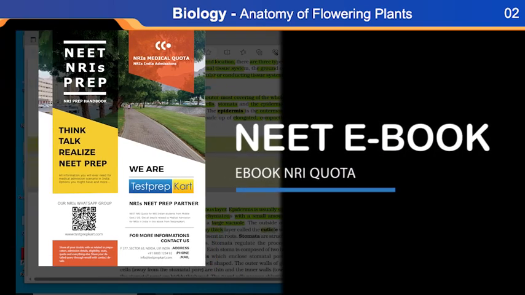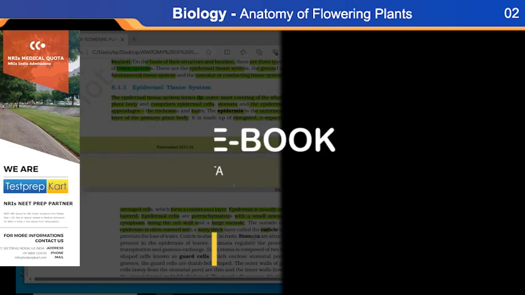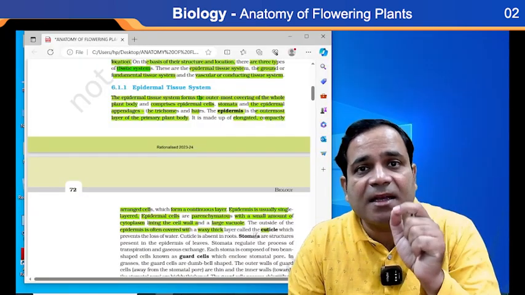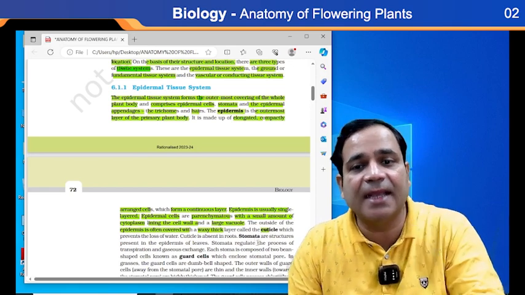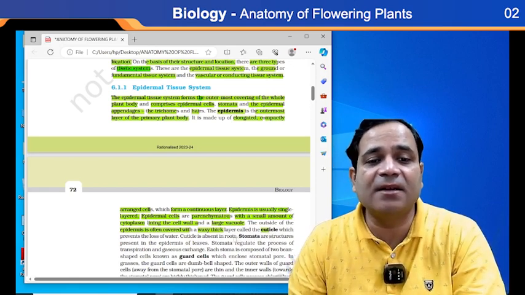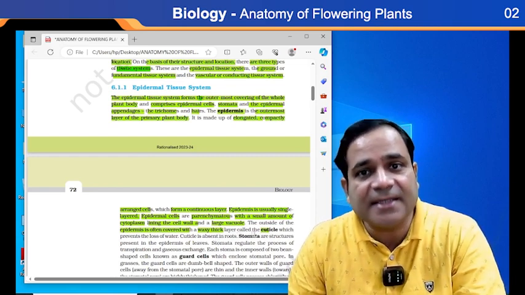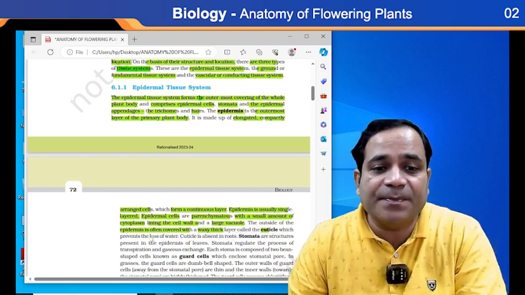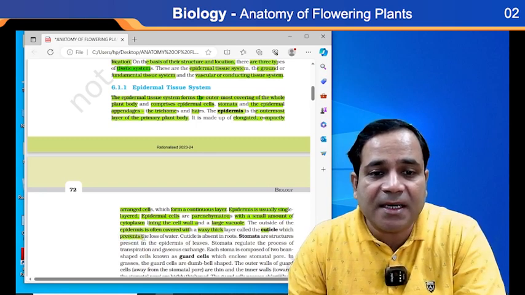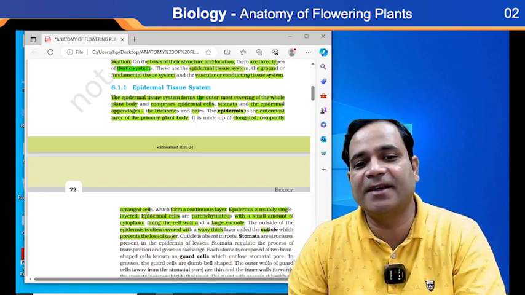Cuticle. So if anybody asks you the term cuticle, then what do you say? The outside of the epidermis is known as what? Waxy layer. That waxy layer is known as what? Cuticle. What is the function of this cuticle? It prevents the loss of water.